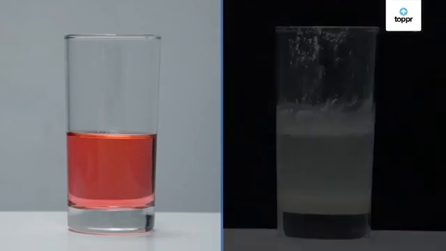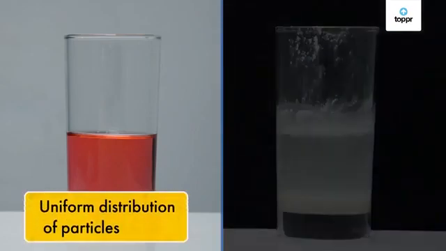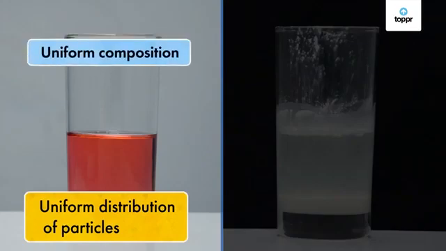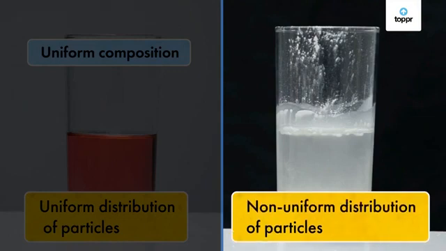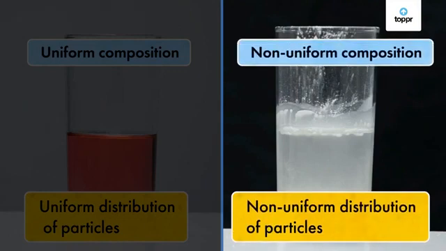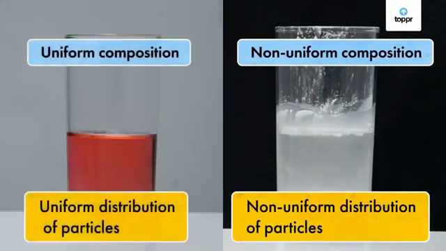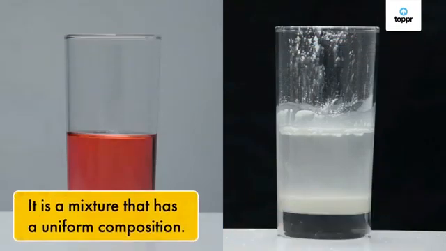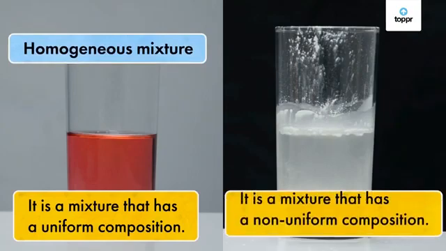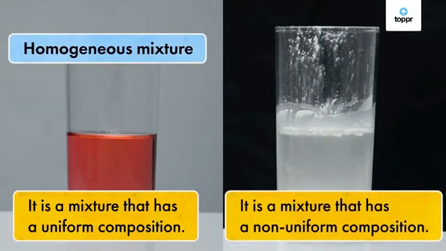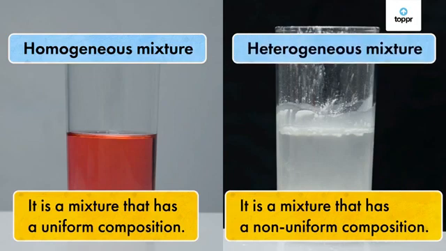At this point, we can easily conclude that this mixture has a uniform distribution of particles and therefore a uniform composition, whereas this one has a non-uniform distribution of particles and therefore a non-uniform composition. So here we can say that a mixture that has a uniform composition is called a homogeneous mixture, whereas a mixture that has a non-uniform composition is called a heterogeneous mixture.